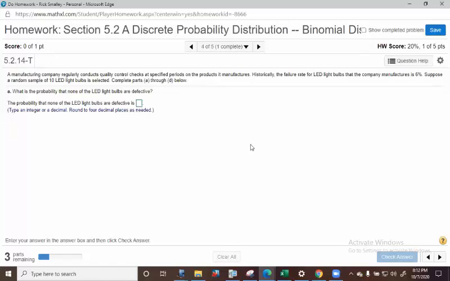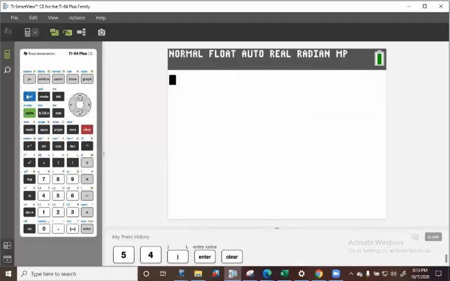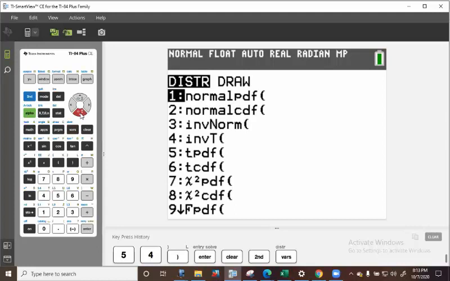And let's see. So obviously the numbers changed here. So blah, blah, blah, LED light bulbs, 6% are defective. Suppose a random sample is 10% of LED light bulbs. What's the probability that none are defective? Okay, so you see the 0.06 is the probability. So once again, that's not going to be on the chart. So we'll use the Binom PDF. So let me clear all this out, and I'll do second distribution, same thing, Binom PDF.